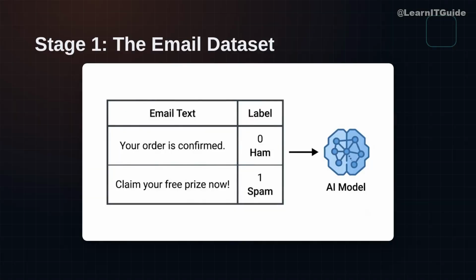Stage 1 is your data. As we saw in part 1, the quality of your model is determined by your dataset. In this project, we use a classic structure. We have an email column and a label column. 0 for legitimate emails, which we call ham, and 1 for spam. Without this labeled data, the model has nothing to learn from.